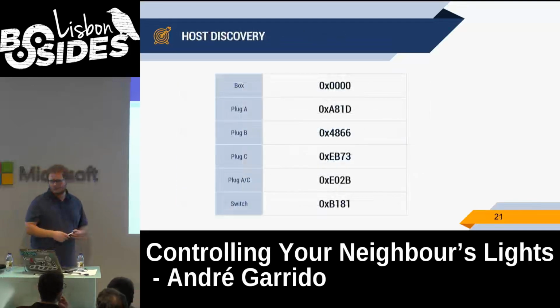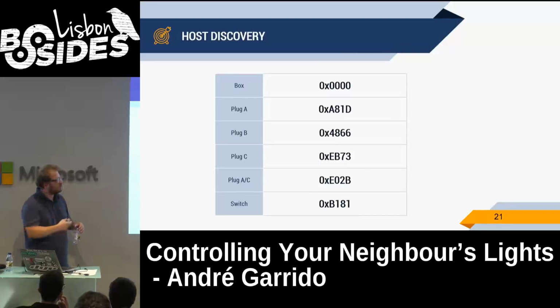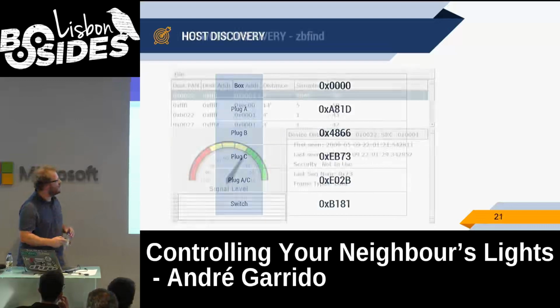My other step was, okay, let's start gathering some other information from the plugs that I have, and I gathered all the addresses from the plugs. The ZigBee router has this address, four zeros. In every ZigBee network, the router is always four zeros, so we can identify the router every time.